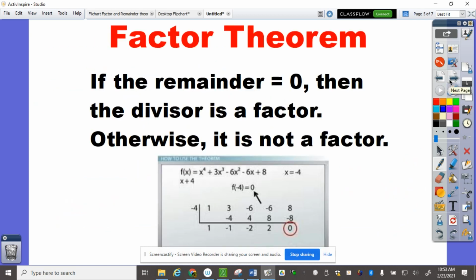Why do we need to do that? Because it's easier than doing long division, and it matters what the remainder is.